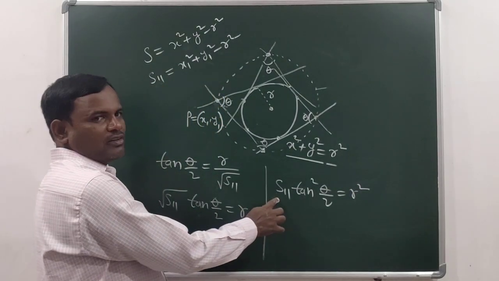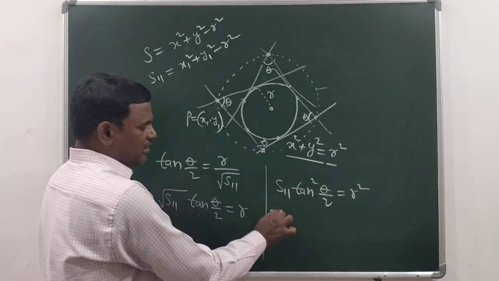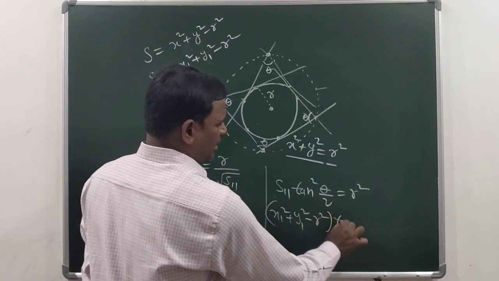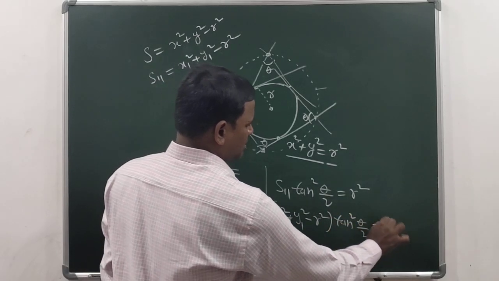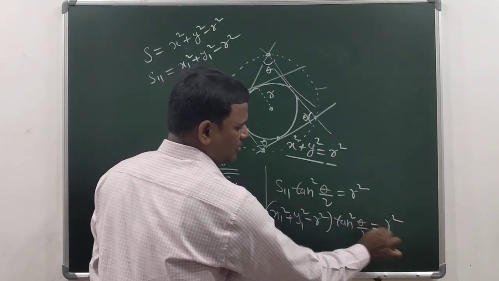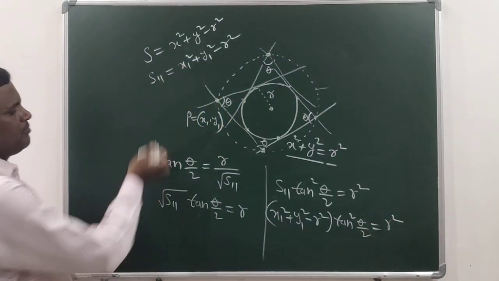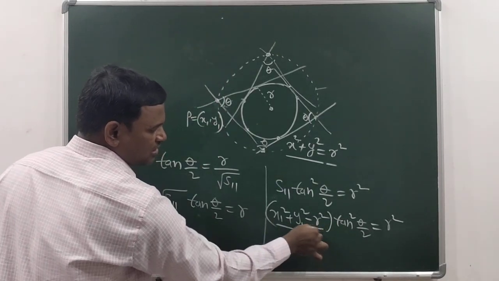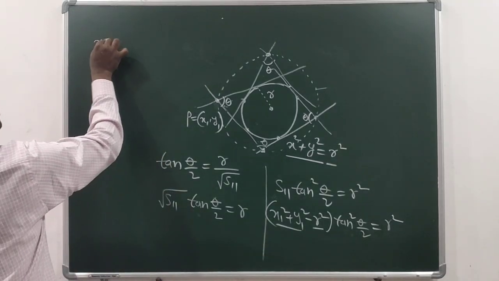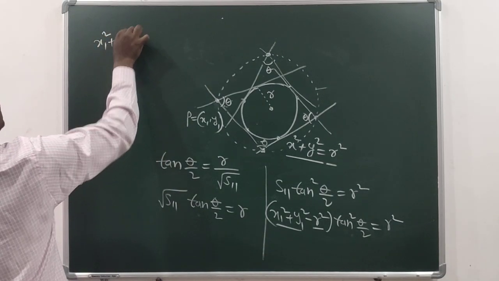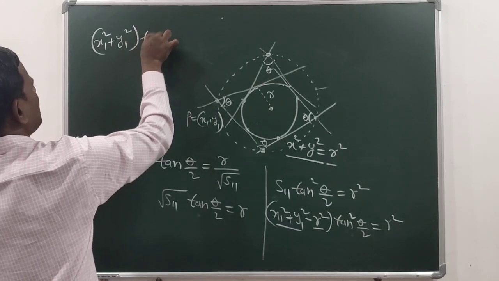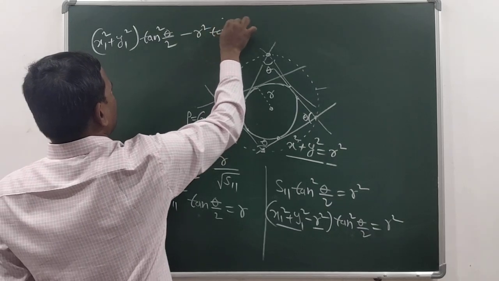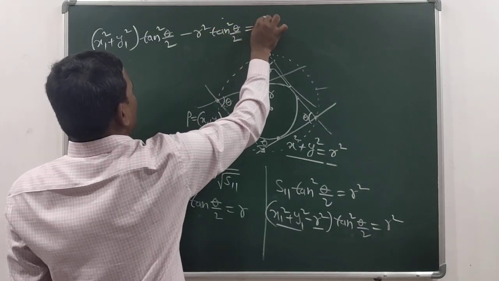You know s11. Write that s11: x1 square plus y1 square minus r square into tan square theta by 2, which is equal to r square. In the next step, multiply these two with tan square theta by 2, r square with tan square theta by 2. So that you will get x1 square plus y1 square into tan square theta by 2 minus r square into tan square theta by 2, which is equal to r square.